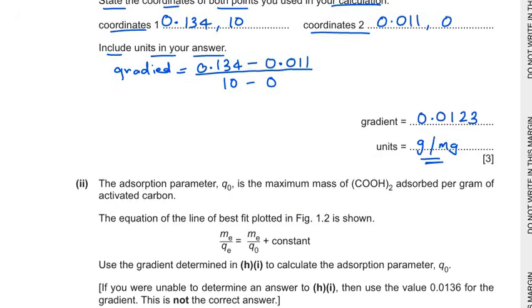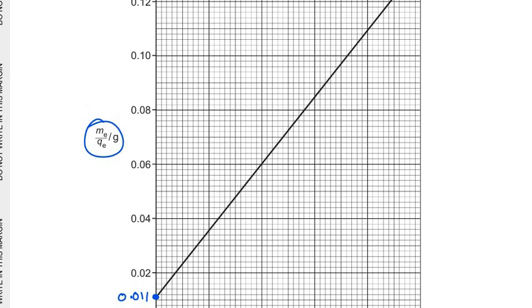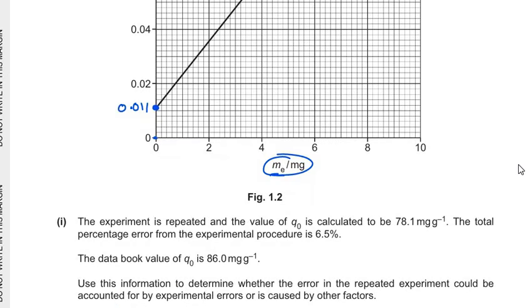Here we can again check. On the y-axis we have grams and on the x-axis we have milligrams. So our unit is grams per milligram.